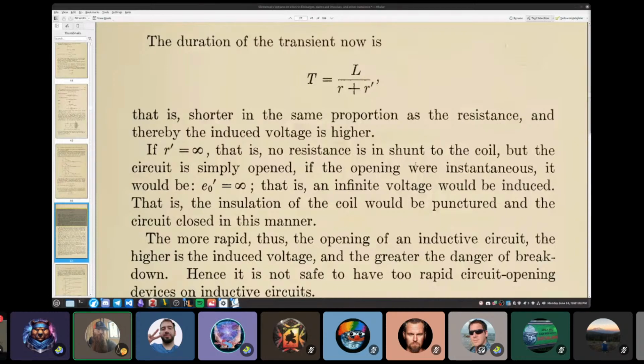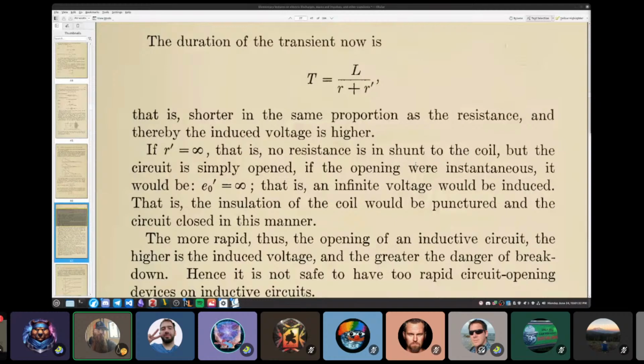If R prime equals infinity, that's infinity, right? Yes, sir. Okay, so if R prime equals a constant, because I think they considered it a constant back then, not infinity, right?